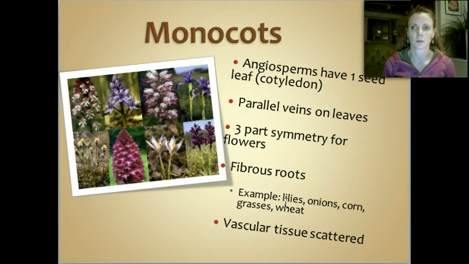Notice, how about when you guys were kids and you picked grass, and sometimes it's really hard to pull out? It's because that root system is very fibrous and it spreads out over a great distance. Okay? And the vascular tissue is scattered as well. It's not symmetrical in this round little shape.